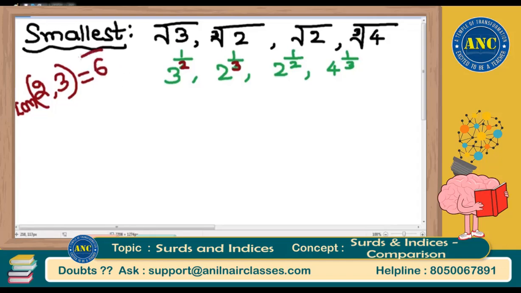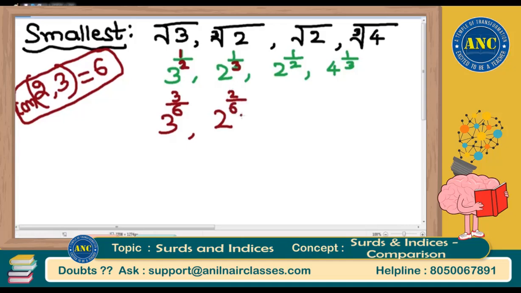LCM of 2 and 3 is 6. That means I want to make 2 and 3 as the same number. That same number is nothing but 6. So same logic I will implement. So 2 should become 6. Multiply by 3, multiply 1 by 3. It is 3 power 3 by 6. 2 power 1 by 3 can be written as 2 by 6. 2 power 3 by 6 again, right? 2 power 3 by 6, and then it is 4 power 2 by 6.